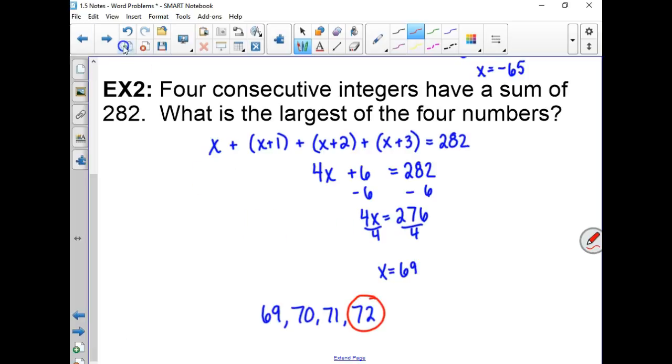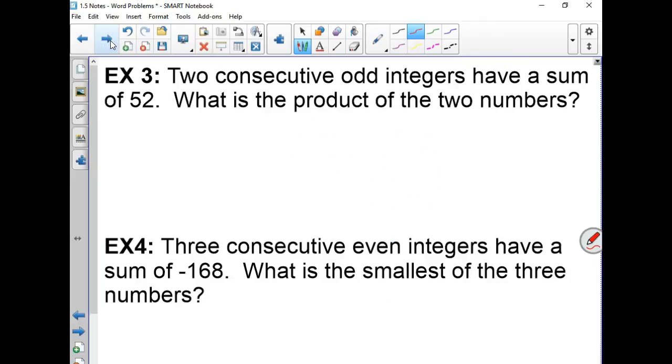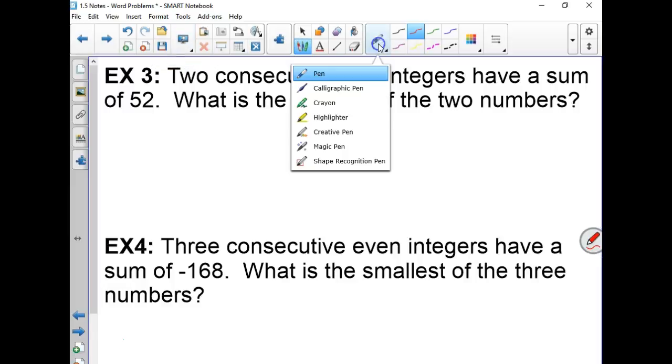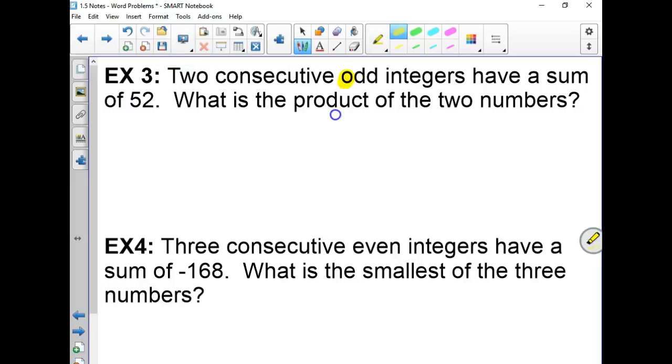Okay, so let's look at example 3. Example 3 is similar to the last 2 problems, but it's a little bit different because of this word that we have right here, odd integers. So if we have 2 consecutive odd integers, they have a sum of 52. What is the product of the 2 numbers?